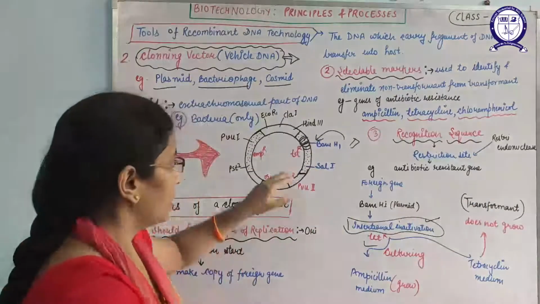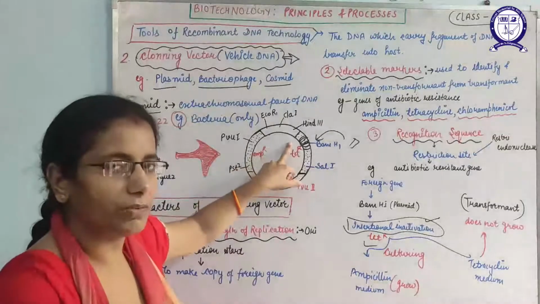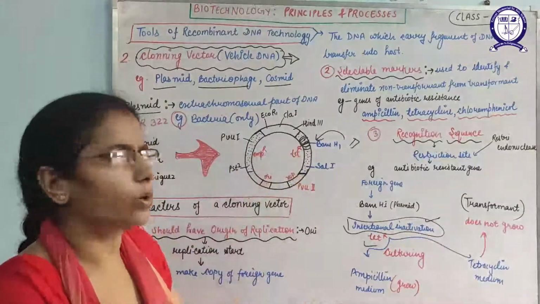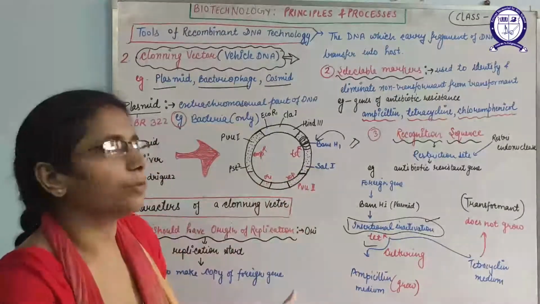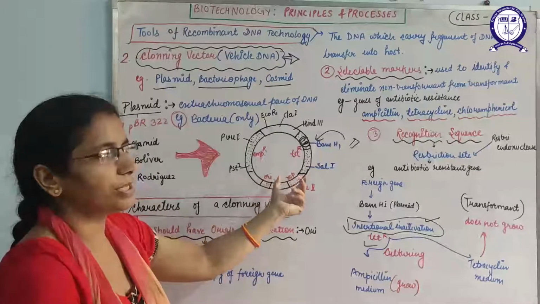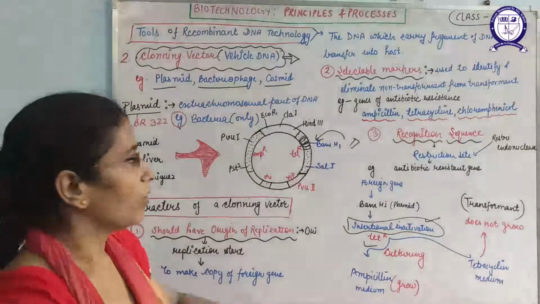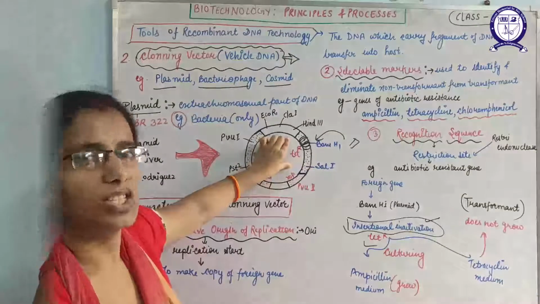It means only this part is inactivated in the transformant where we have inserted the gene. That means in the non-transformant, this part will be normal. So the normal, that is the non-transformant, will show antibiotic resistance for both ampicillin as well as tetracycline. But only the transformant will show insertional inactivation of the tetracycline gene.